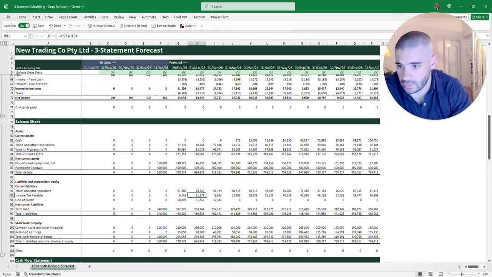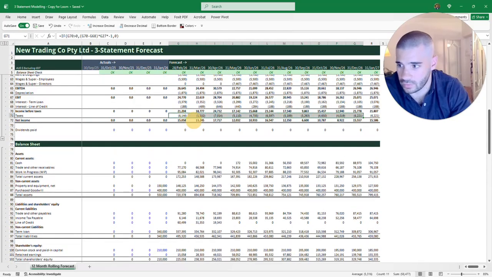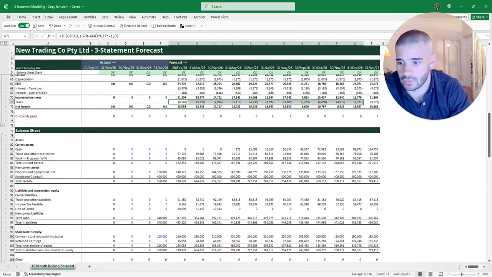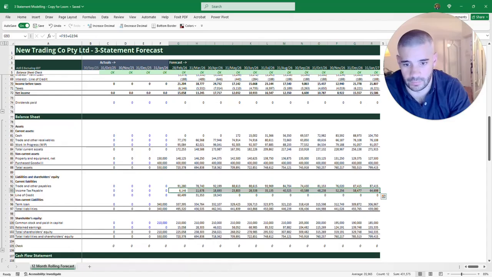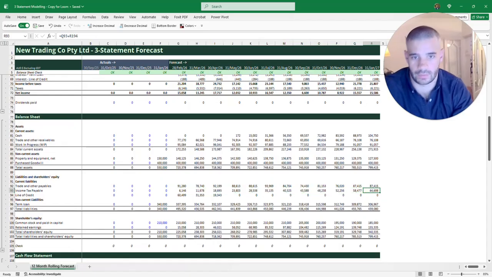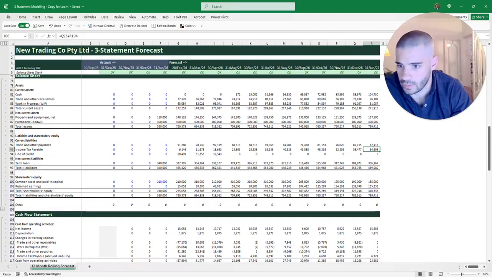Income tax payable, as we said, we're sort of incurring tax here, but we're not actually paying it yet. So it basically builds up here as a liability, and at the end of the year, we're going to have 65 grand worth of tax to pay. But the cash hasn't come out yet, so it's recorded here as a liability.